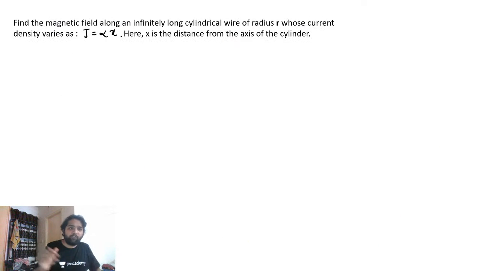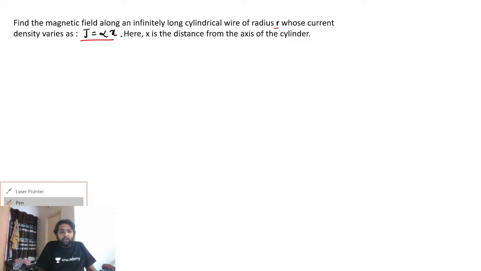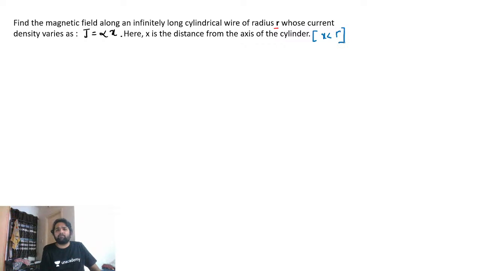All right. Now for the next question. The next question is, find the magnetic field along an infinitely long cylindrical wire of radius r whose current density varies as J is equal to alpha x. The value of J is equal to alpha x at a distance x from the axis of the cylinder, for x less than r. Find it in the condition x less than r.